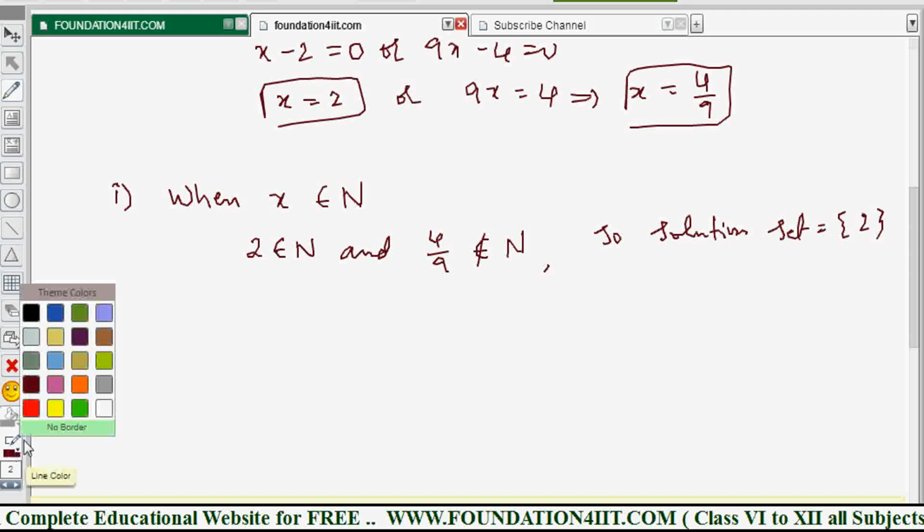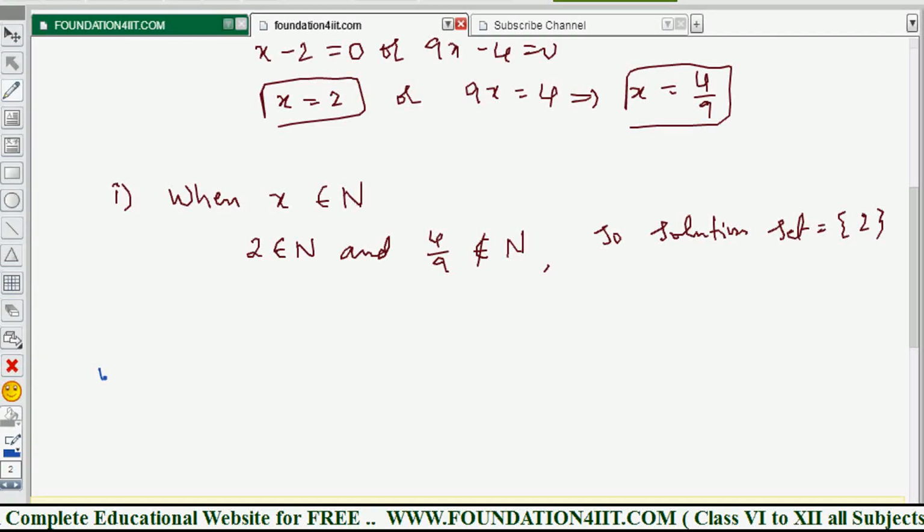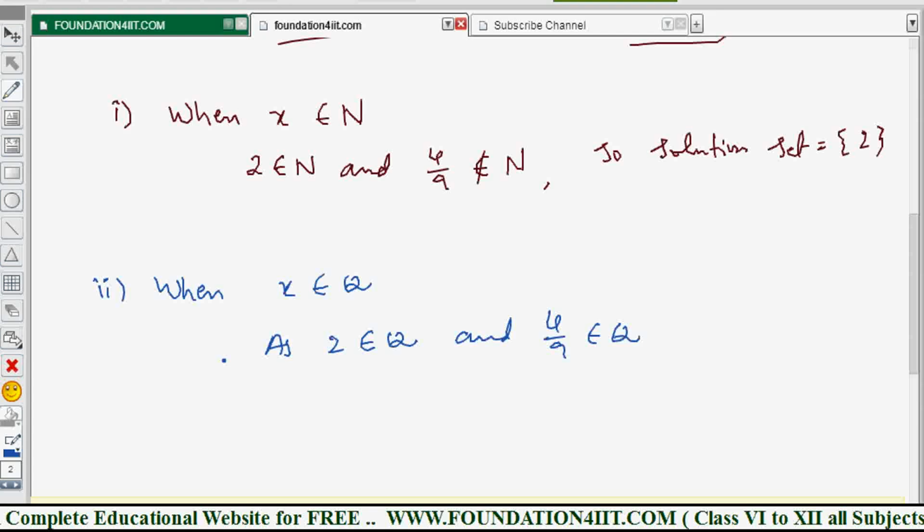And when Q, if you see the second one, when x belongs to rational numbers, 2 belongs to rational numbers and 4 by 9 also belongs to rational numbers, right? All natural numbers are rational numbers, we know that. So don't neglect 2 here. 2 is also a rational number, that's important. So according to this, the solution set is equal to 2 comma 4 by 9.